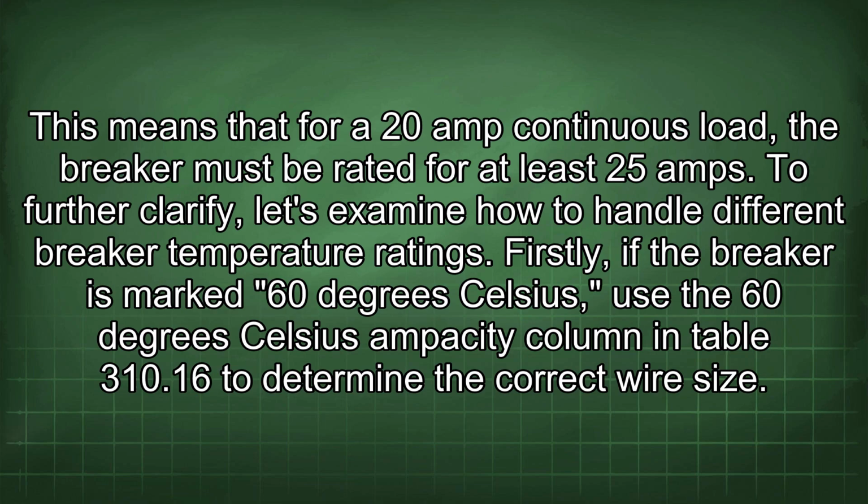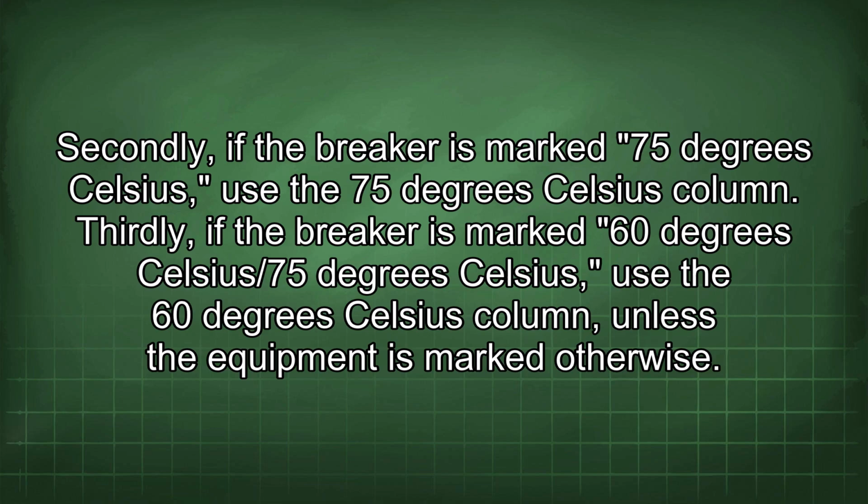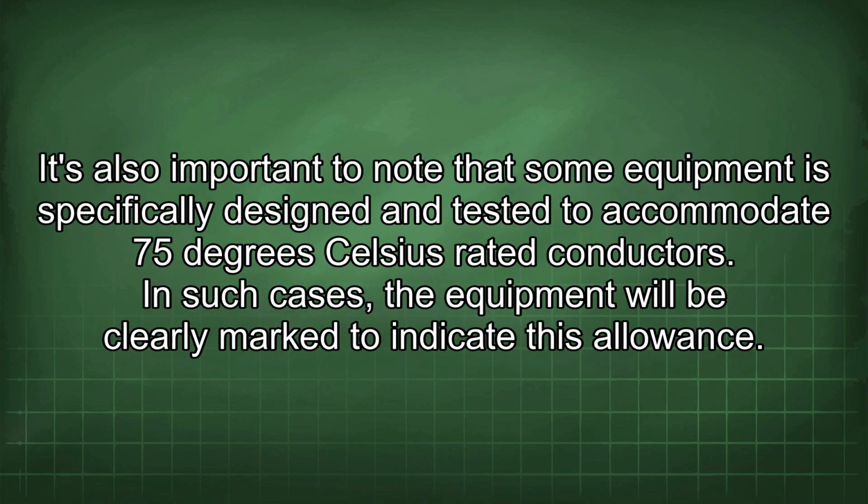Firstly, if the breaker is marked 60 degrees Celsius, use the 60 degrees Celsius ampacity column in Table 310.16 to determine the correct wire size. Secondly, if the breaker is marked 75 degrees Celsius, use the 75 degrees Celsius column. Thirdly, if the breaker is marked 60 degrees Celsius/75 degrees Celsius, use the 60 degrees Celsius column, unless the equipment is marked otherwise. It's also important to note that some equipment is specifically designed and tested to accommodate 75 degrees Celsius rated conductors. In such cases, the equipment will be clearly marked to indicate this allowance.